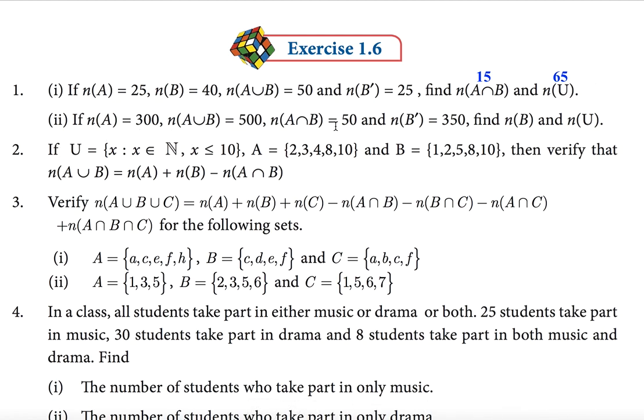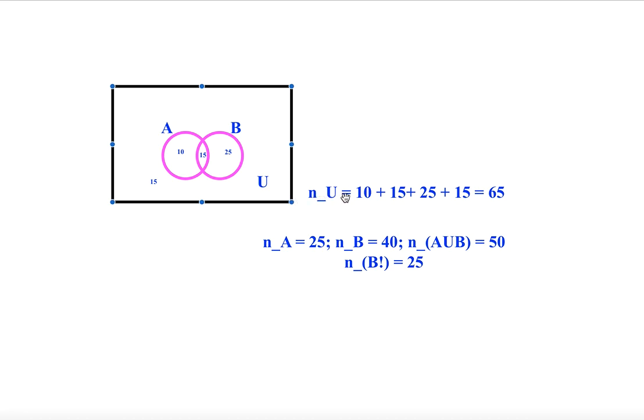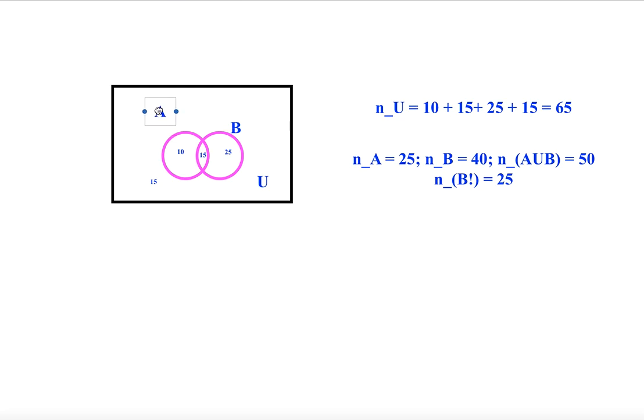N of a union b is this, a intersection b is this, n of a b dash is 350. Find n of b and n of u. Right, every time you need to do the things in the Venn diagram only, right? So that is the reason it's difficult to see the smaller numbers. Let's make them larger. Problem completed, right? The last problem anyway completed.